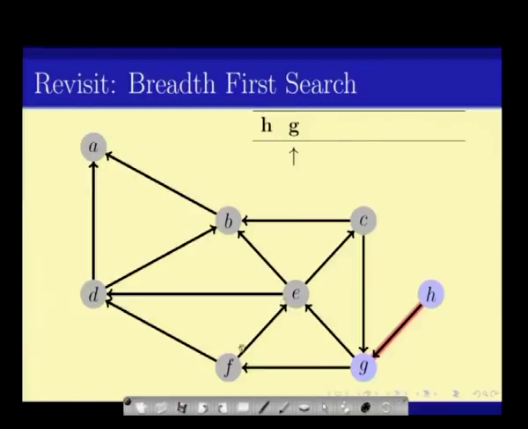Now, G has two neighbors, E and F. I put E and then F, and I move the arrow to E. Then I take E, its first neighbor which is C, then the second neighbor which is B, then the third neighbor which is D, and I move the arrow to F.